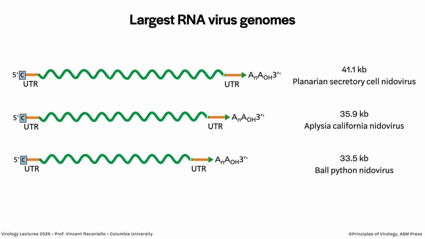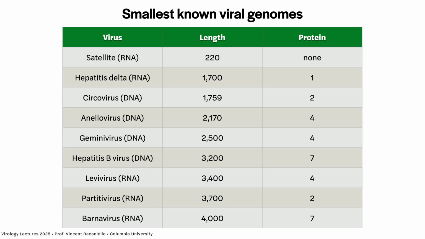How about smallest known viral genomes? So we have at the very top what are called satellites. These are RNAs that are packaged into capsids that are provided by a helper virus. So they're helper-dependent viruses. The genome is very short. You can see 220 base pairs. And this one encodes no protein. It's completely dependent on a helper virus to get encapsulated. But they do get encapsulated, and they can infect cells.